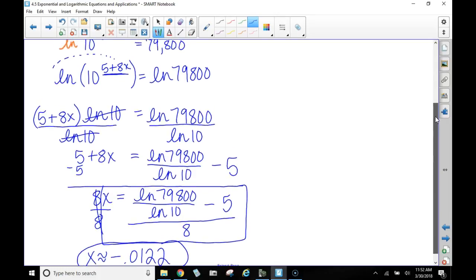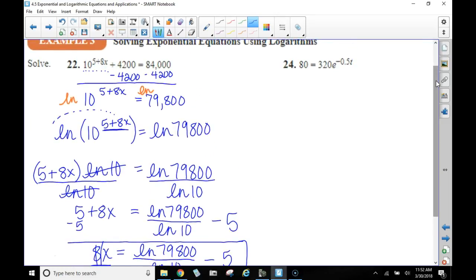On our next example, 24. Oh, okay, this is good. The variable that we're solving for is almost isolated. The first thing I'm going to do is divide both sides by 320. So on the right-hand side, I have e to the negative 0.05t. Now on the left-hand side, I have 80 over 320, which I believe reduces to 1/4.